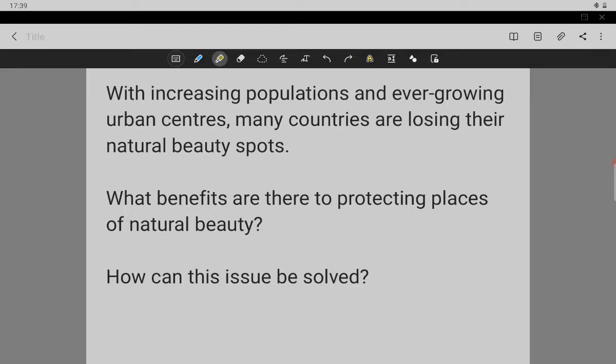Today we are going to solve yet another essay, and here is our topic. With increasing populations and ever growing urban centers, many countries are losing their natural beauty spots. What benefits are there to protecting places of natural beauty? How can this issue be solved? So, this is our question.